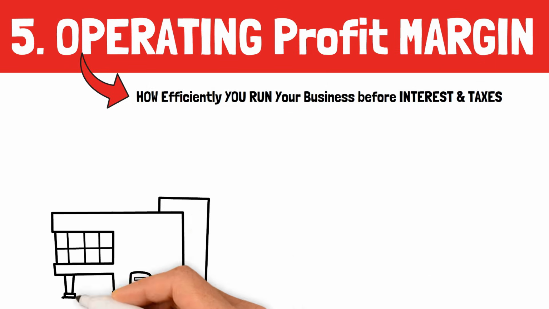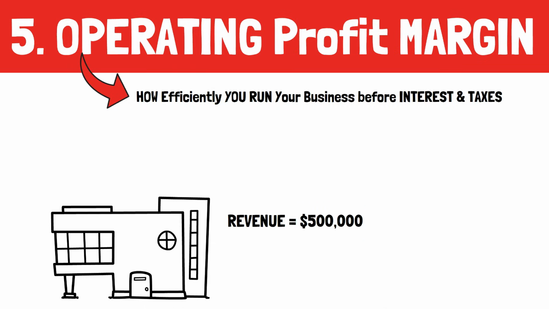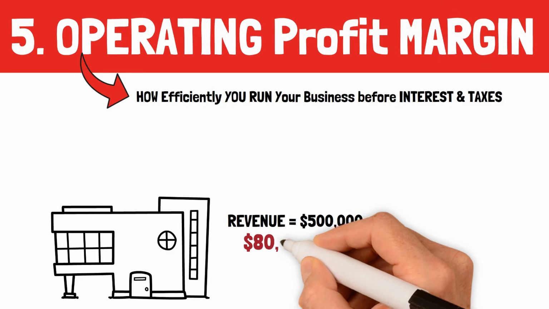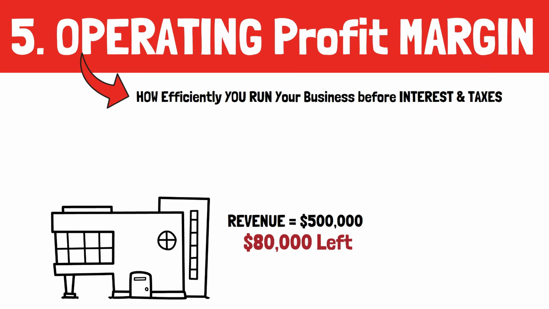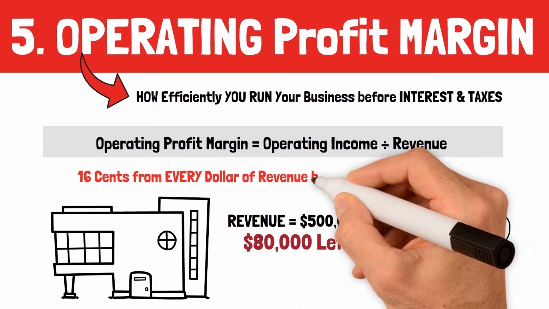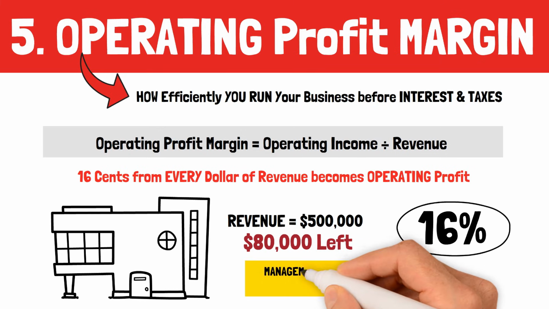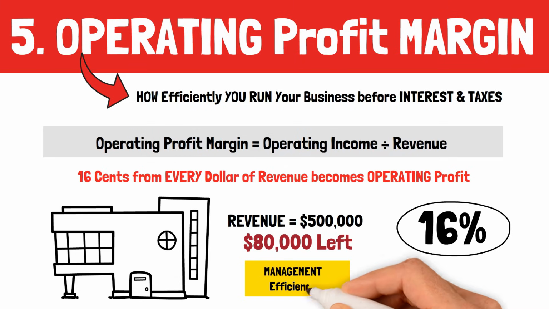Suppose your revenue is $500,000. After paying production costs and operating expenses like rent and salaries, you have $80,000 left. Divide $80,000 by $500,000 and you get 16%. That means 16 cents from every dollar of revenue becomes operating profit. This ratio reflects management efficiency. If it drops, expenses may be rising too quickly compared to sales growth.